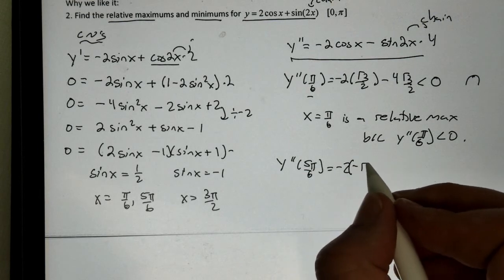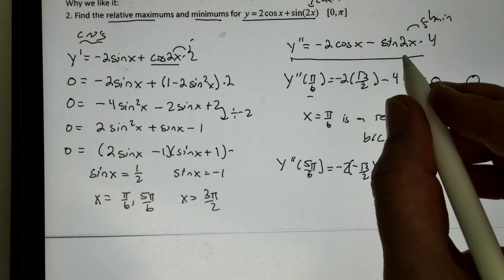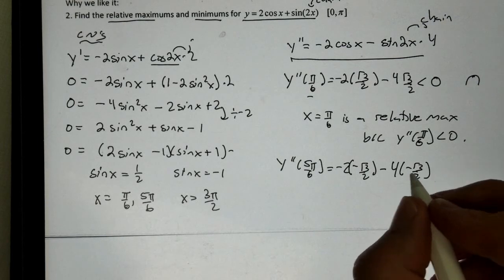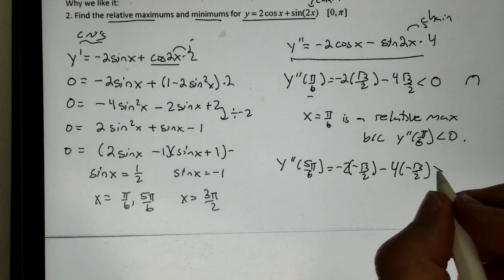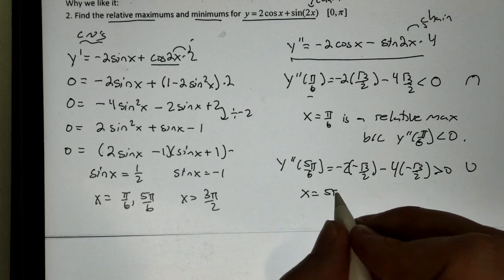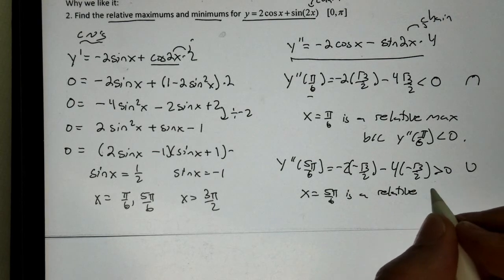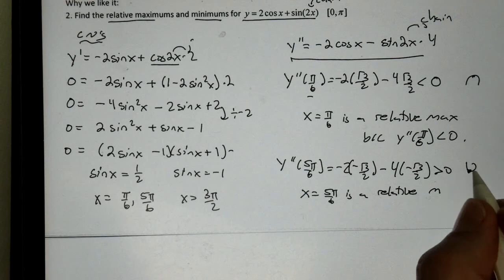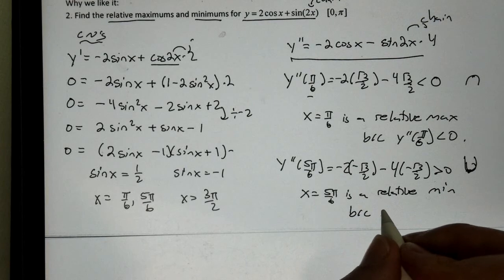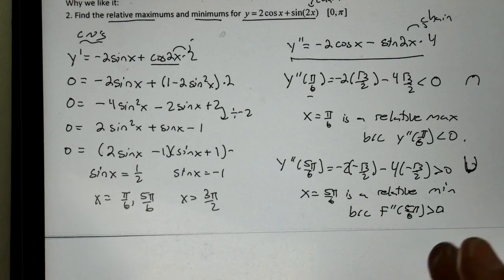which is going to be negative, so that gives me a negative root 3 over 2, minus 4 times the sine of 5 pi over 3, that's negative also, negative root 3 over 2. And notice, two negatives, these all become positive or greater than 0, so this is concave up. So we can say x equals 5 pi over 6 is a relative minimum because I'm at the bottom there. See, I draw it out. It doesn't take long. It's a relative minimum, and that is because the second derivative at 5 pi over 6 is greater than 0.